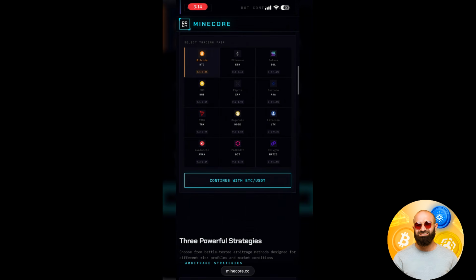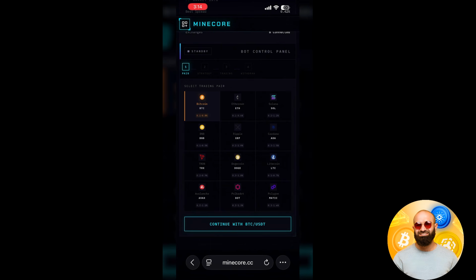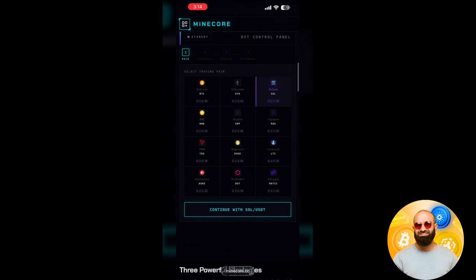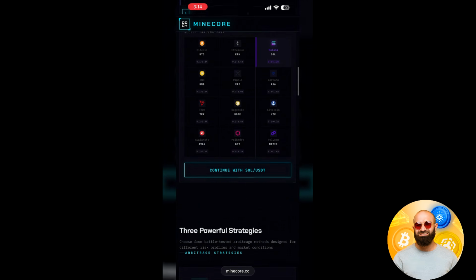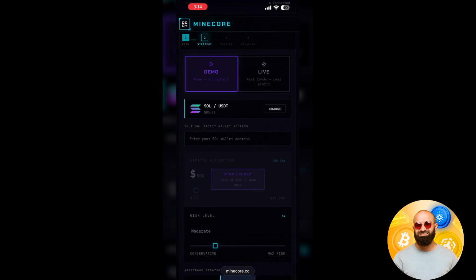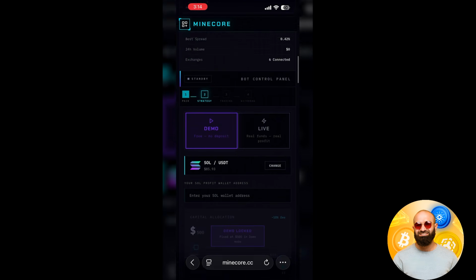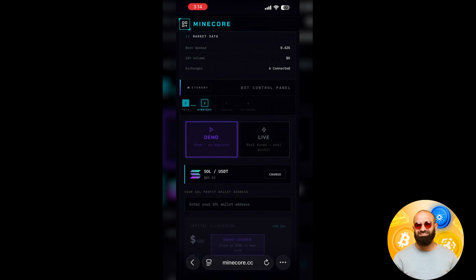So the first thing staring at me is trading pair, and the breadth of this list is a direct result of the system architecture. This setup is running concurrently across 16 plus different exchanges, which is what creates this range of available assets. I'm choosing Solana today, high liquidity, meaningful price variance across exchanges, and good conditions for demonstrating mechanics.